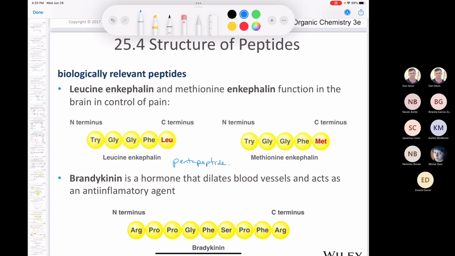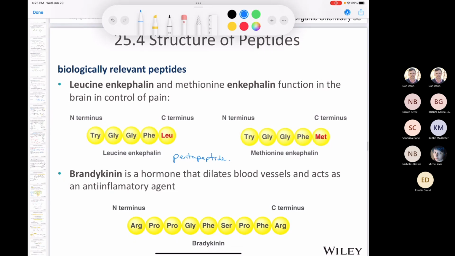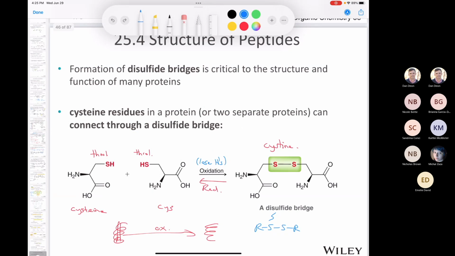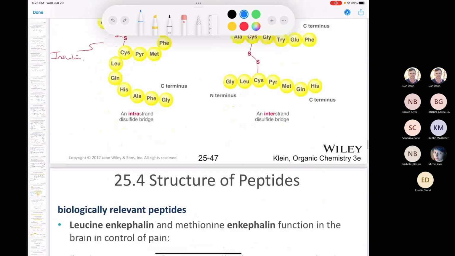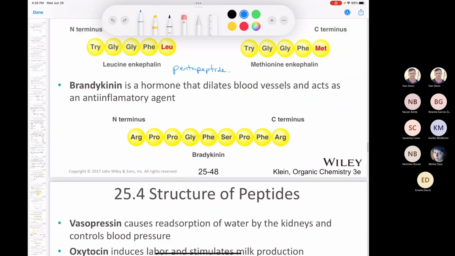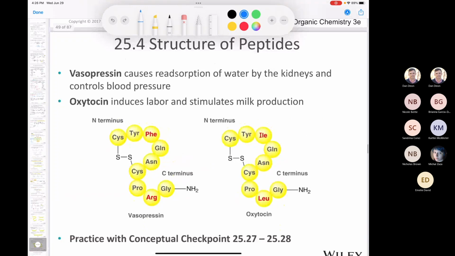The next one that we have here is bradykinin, which acts as an anti-inflammatory agent by dilating blood vessels. And you can see that it's got all these amino acids linked together. So we have an arginine, proline, glycine, phenylalanine, serine, proline, phenylalanine, arginine. You do not have to have the structures of these memorized whatsoever. It's not part of the course. It's, again, more of an FYI thing. So bradykinin.